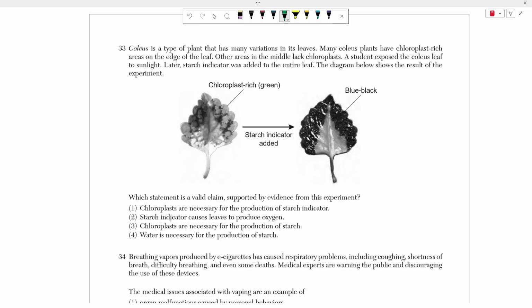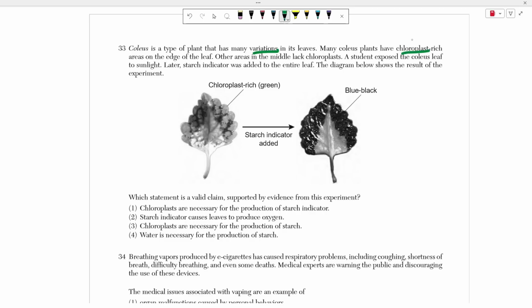So before we look at the answer choices, let's just see what's happening here. So it's a type of plant. So both of these are coleus. And it has variation or differences. Variation means differences in its leaves. Many have chloroplast-rich areas on the edge of the leaf, okay?